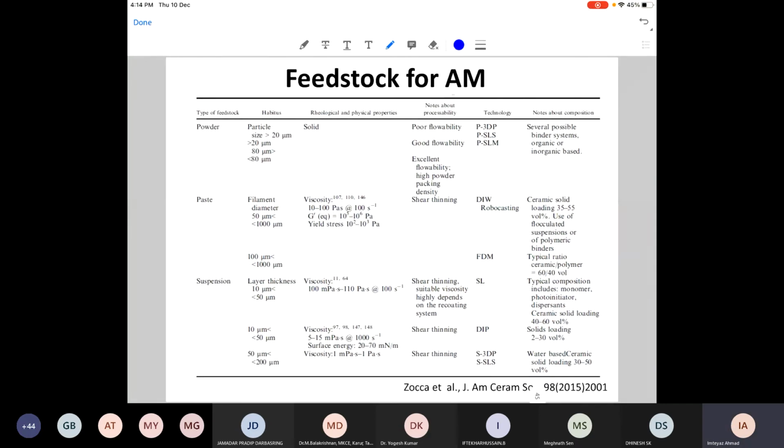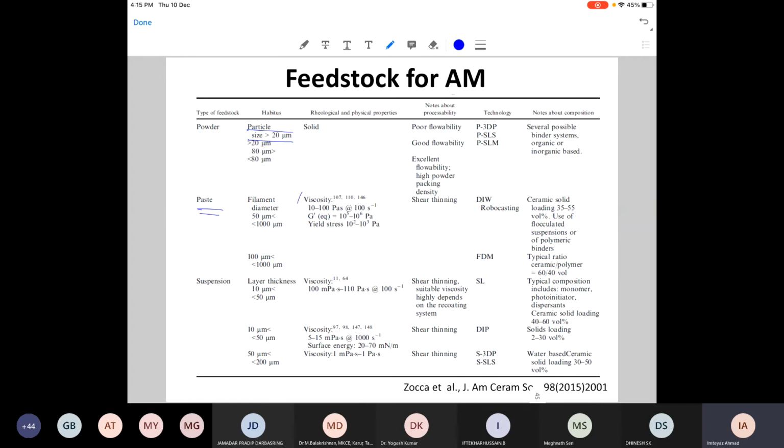Now, coming to the feedstock, this is a very important part, but it looks very busy here. I will not ask you to read everything, but the only thing I want to point out is that when you do powder processing, you can use finer particles. And in the case of SLM, you can use very fine particles also. And if you want to make some kind of paste, then yes.